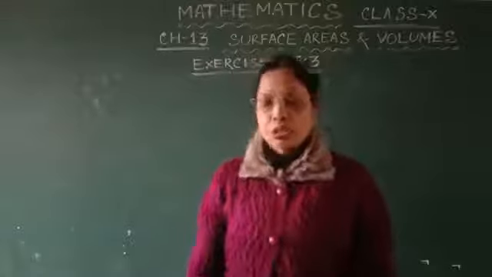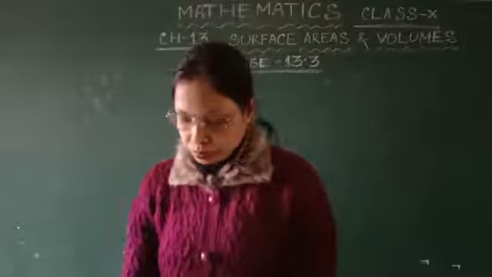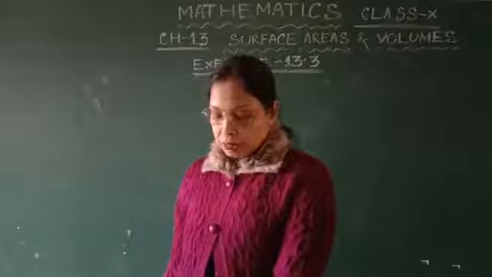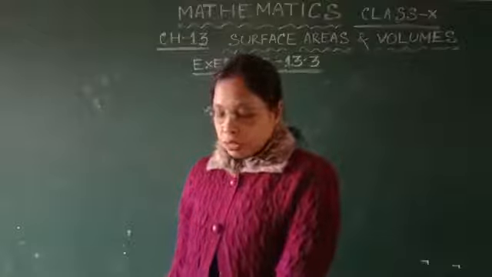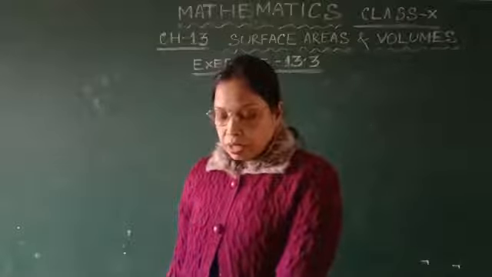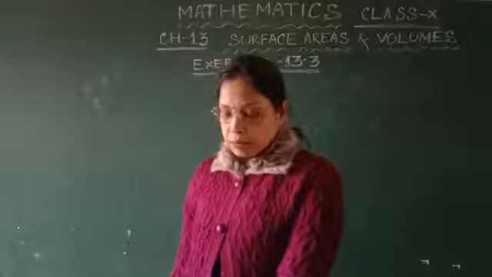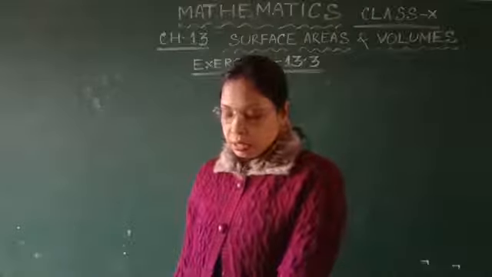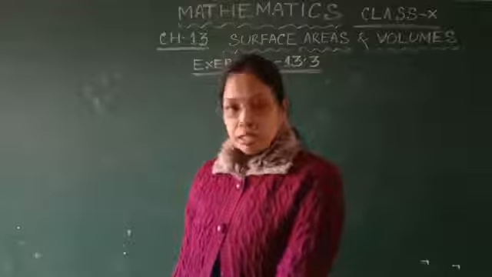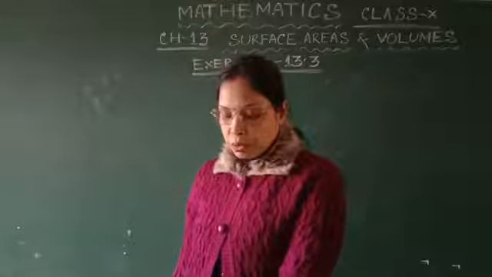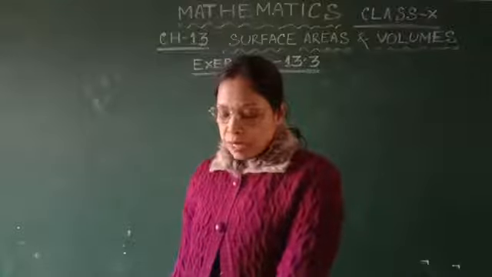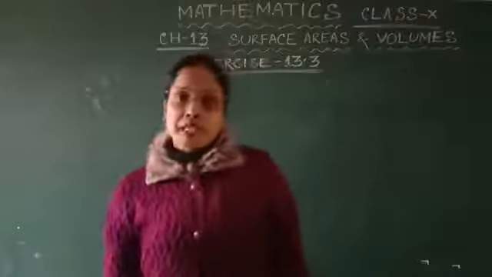Now see question number 4. A well of diameter 3 meter is dug 14 meter deep. The earth taken out of it has been spread evenly all around it in the shape of a circular ring of width 4 meter to form an embankment. Find the height of the embankment.